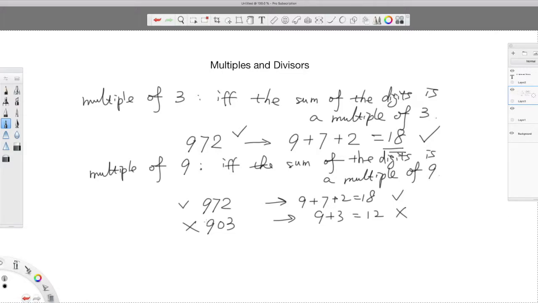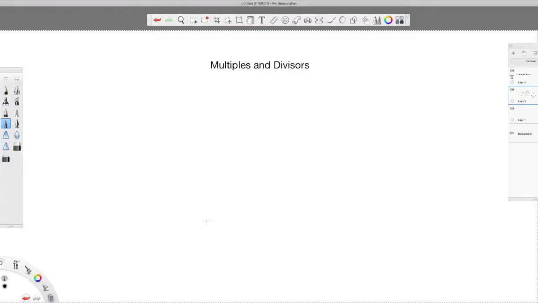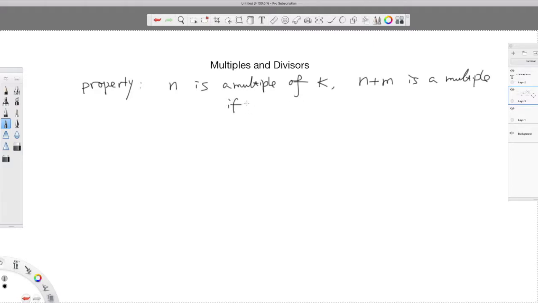And it only uses this property: if n is a multiple of k, then n plus m is a multiple of k if and only if m is a multiple of k.